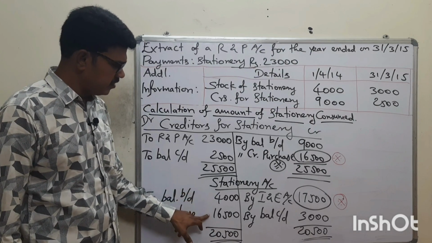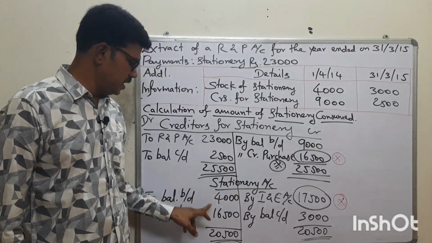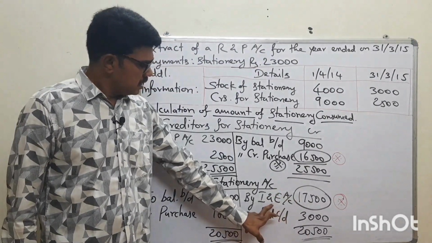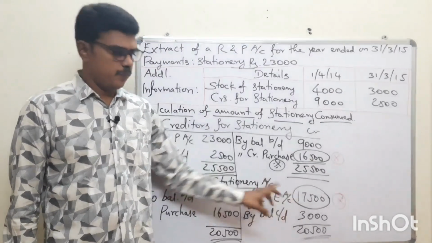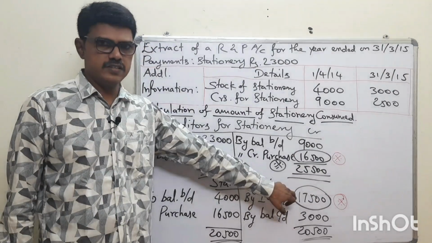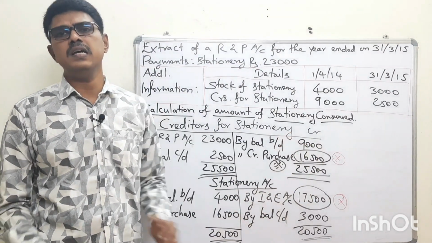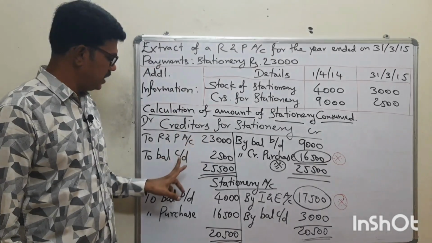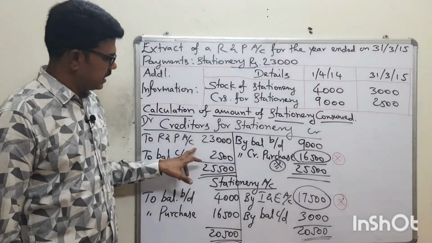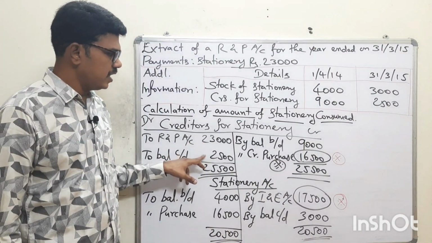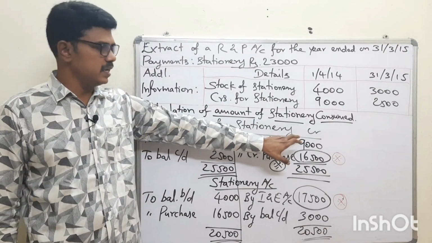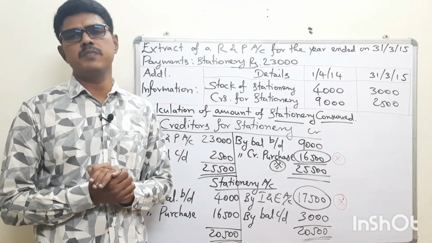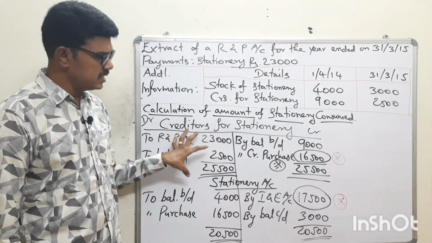Opening stock plus purchase minus closing stock. Opening stock of stationery plus purchase of stationery minus closing stock of stationery is equal to stationery consumed during the year. This is what we followed in the format based method. Even here, payment made for stationery plus creditors at the end of the year minus creditors in the beginning of the year is equal to credit purchase. Right? From this, you can recall the format based method. From this, you can easily prepare, right?